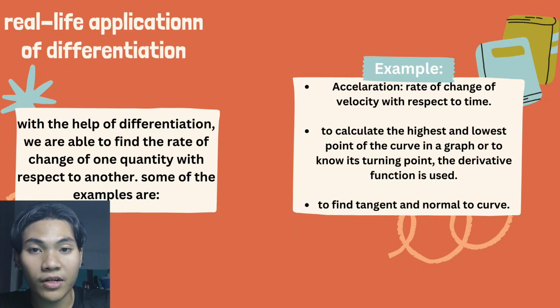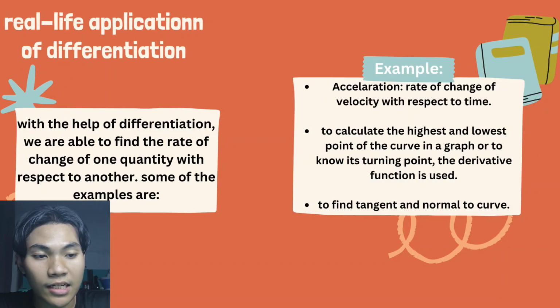Real-life application of differentiation. With the help of differentiation, we are able to find the rate of change of one quantity with respect to another. Some of the examples are acceleration, the rate of change of velocity with respect to time. To calculate the highest and lowest point of the curve in a graph, or to know its turning point, the derivative function is used. It is also used to find the tangent and normal to a curve.